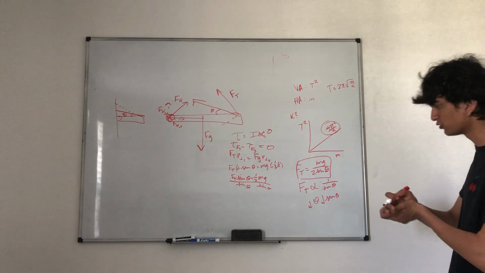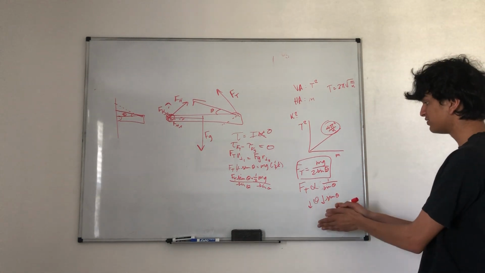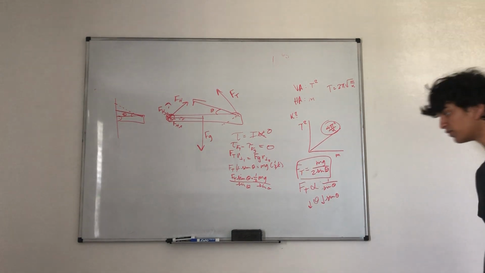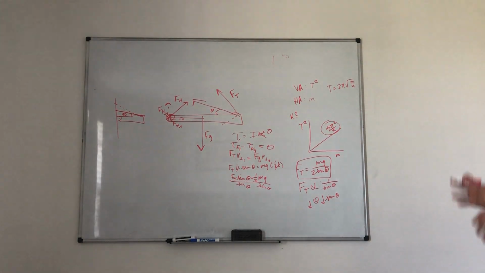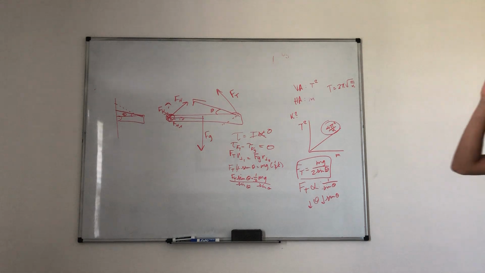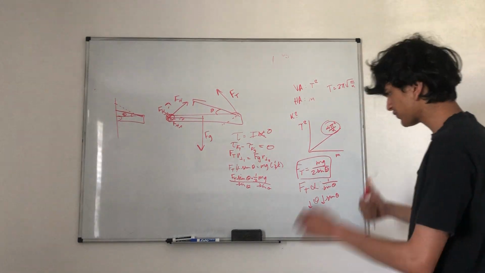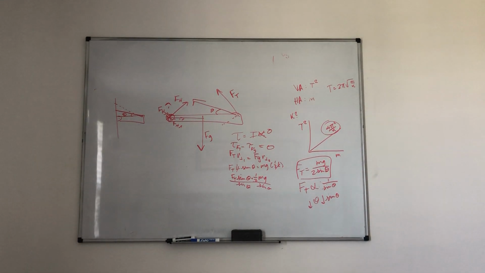Because if you think about the unit circle, if theta decreases, force tension must increase. If this angle decreases, force tension must increase, supporting our original claim. Okay, so next up is angular speed versus time.